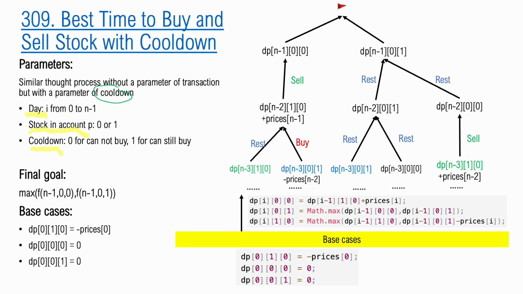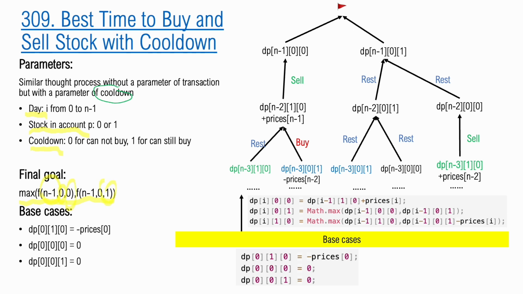When it equals 1, it means that we can buy; it's not in cooldown phase. So our final goal is to get the maximum value between f(n-1, 0, 0) and f(n-1, 0, 1). Why is that? Because we ultimately want the optimal solution at the end of the last day with 0 stocks in our account. But we may either be in cooldown or not in cooldown on the last day. So the last parameter may be either 0 or 1.